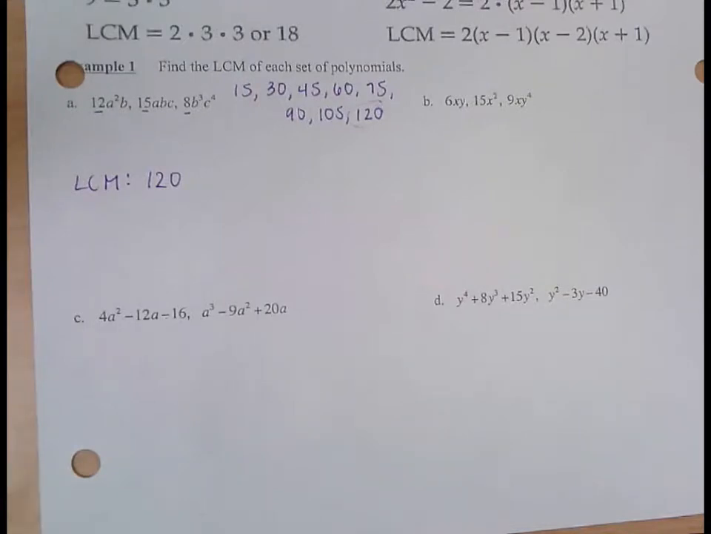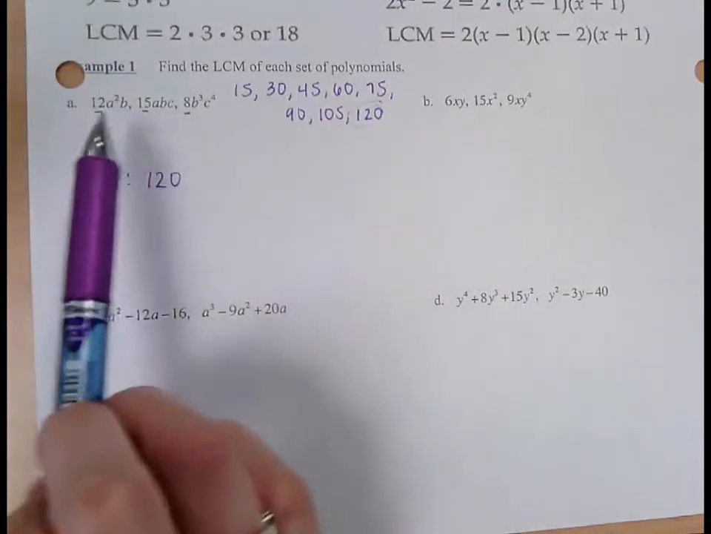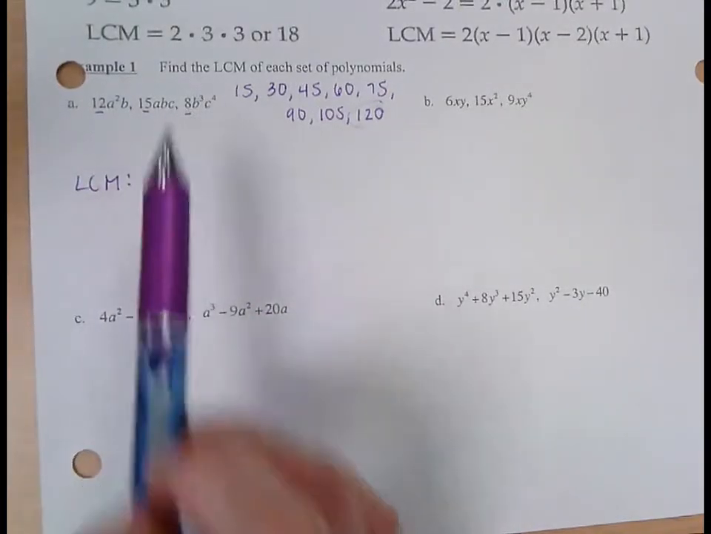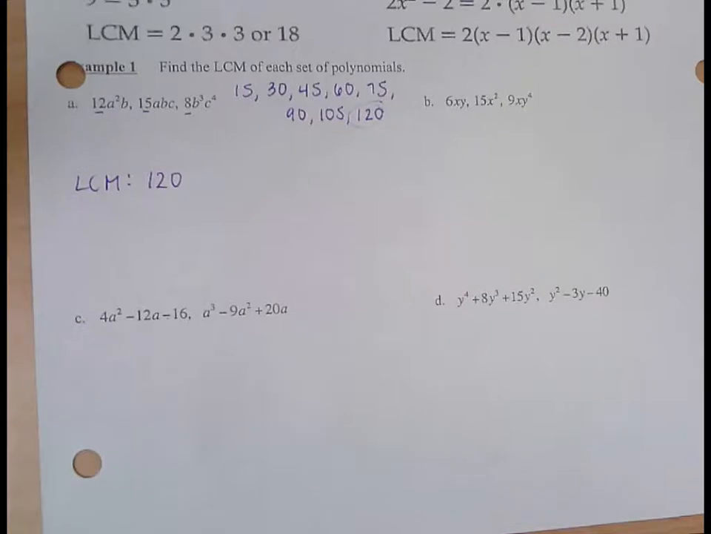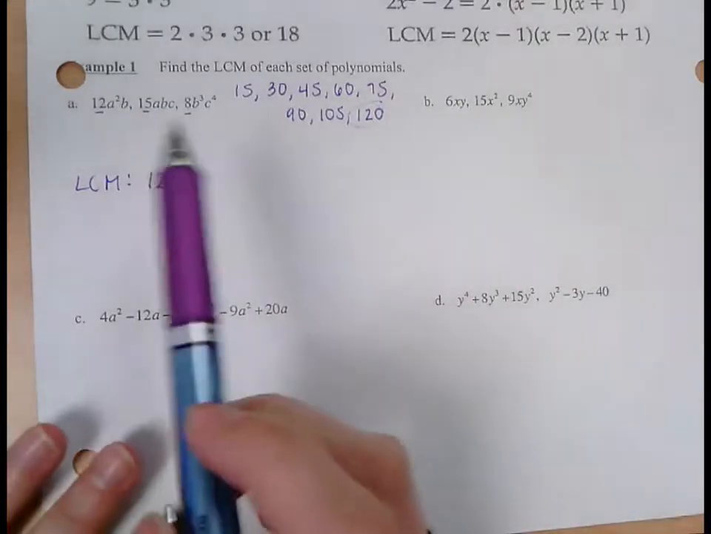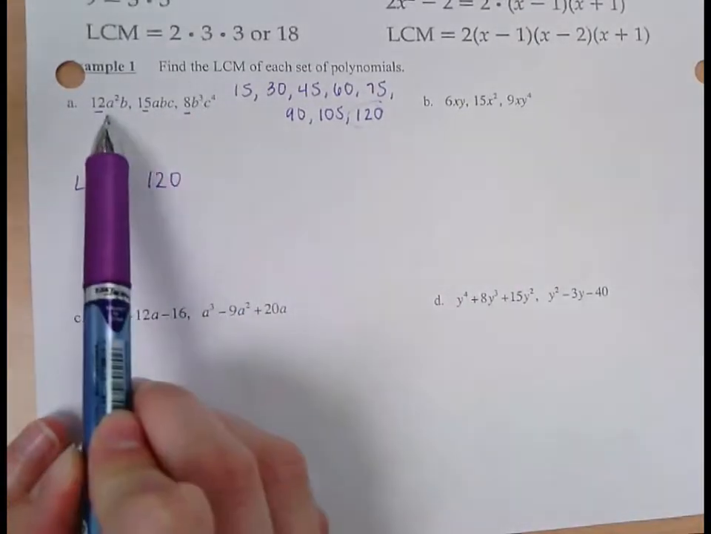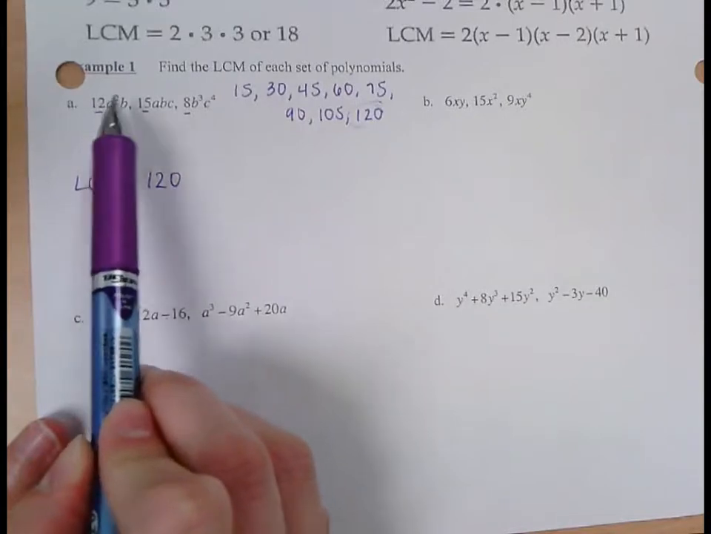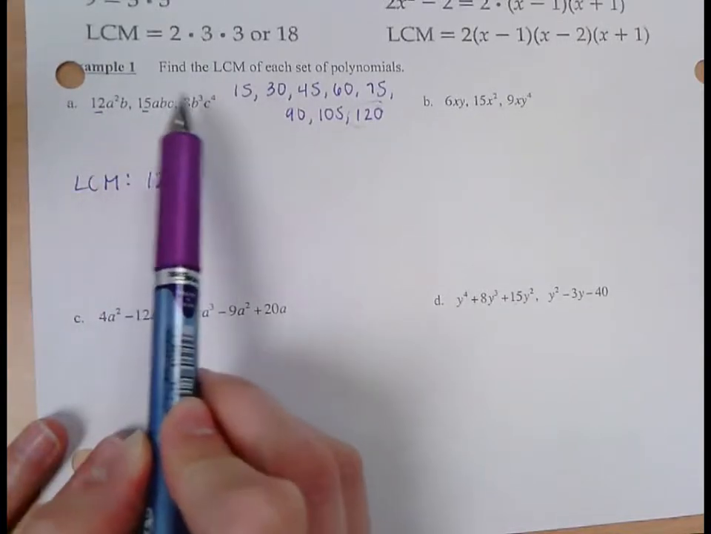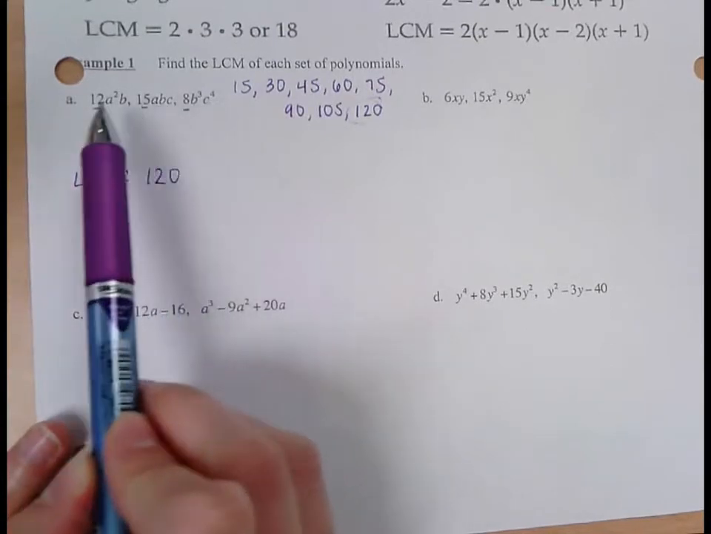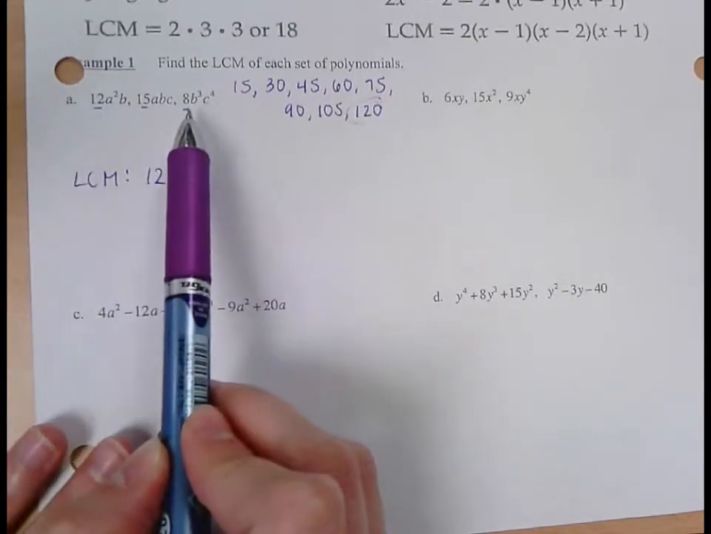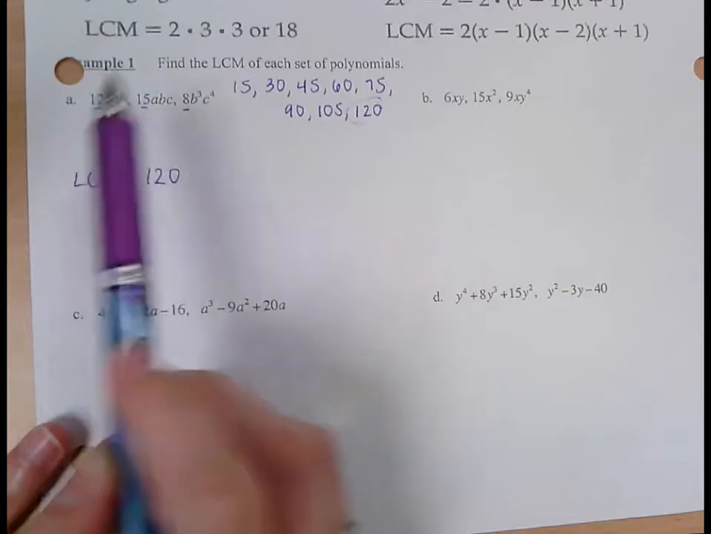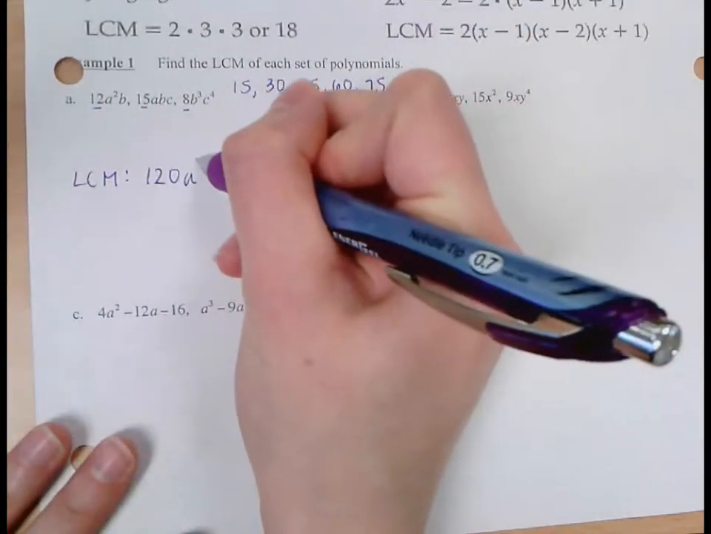The variables are easier to work with. What you want to do for each variable that you see, the least common multiple is going to be that variable with the highest power that you see. So I have three variables. I have a, b, and c. My first term has an a squared. My second term has an a to the first. My third term doesn't have an a. So the least common multiple for the a's would be the highest power of a, which is a squared.